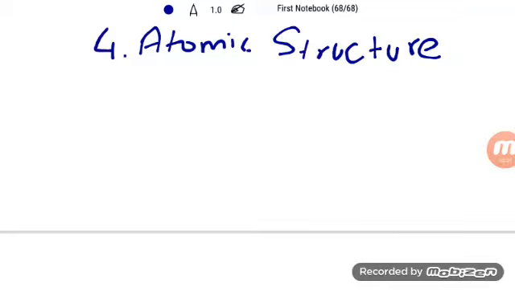Class 7 Chemistry, Chapter 4, Atomic Structure. Good morning, students. As the name suggests, in this chapter we will be discussing the structure of an atom.